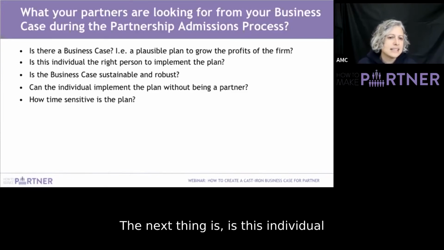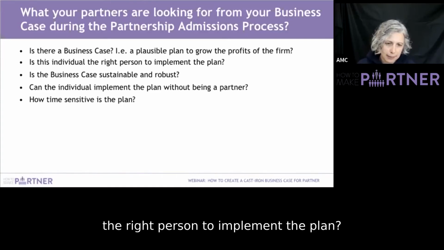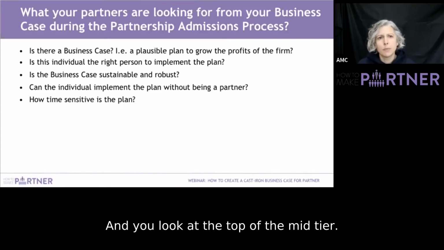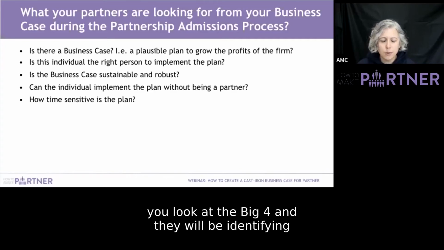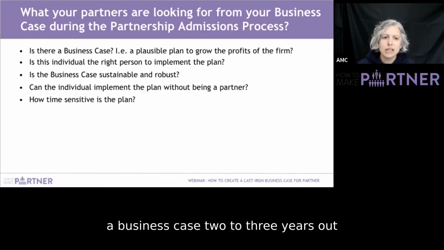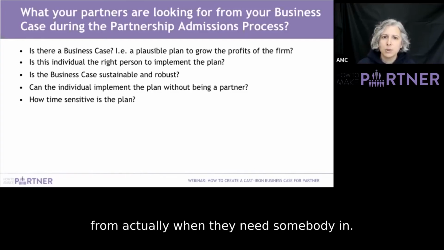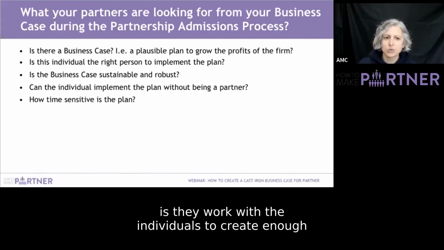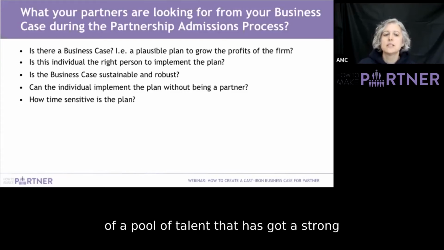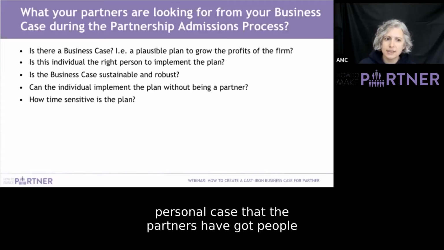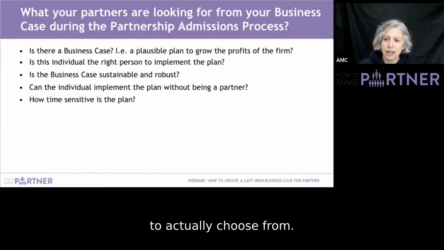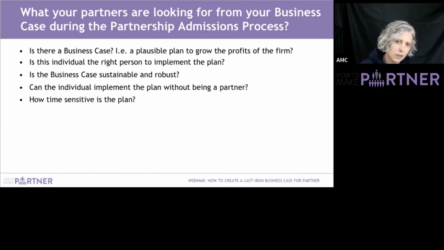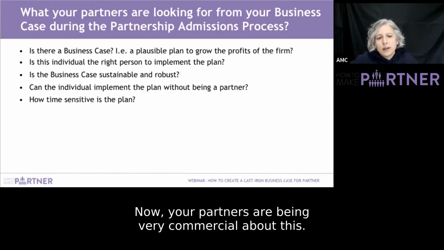The next thing is, is this individual the right person to implement the plan? And you look at the top of the mid-tier, you look at the big law firms, you look at the big four, and they will be identifying a business case 2 to 3 years out from when they actually need somebody in. And then what they do with their talent teams is they work with the individuals to create enough of a pool of talent that has got a strong personal case, so that the partners have got people to actually choose from.